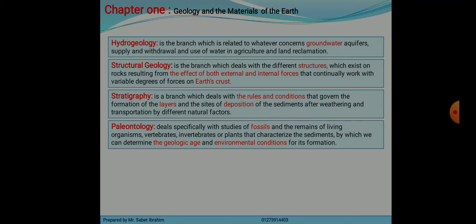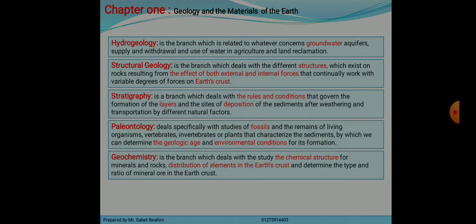Paleontology. It is a branch that deals with fossils and the remains of living organisms, vertebrates, invertebrates, or plants that characterize the sediments, by which we can determine the geological age and environmental conditions of their formation. So paleontology deals with fossils in rocks.